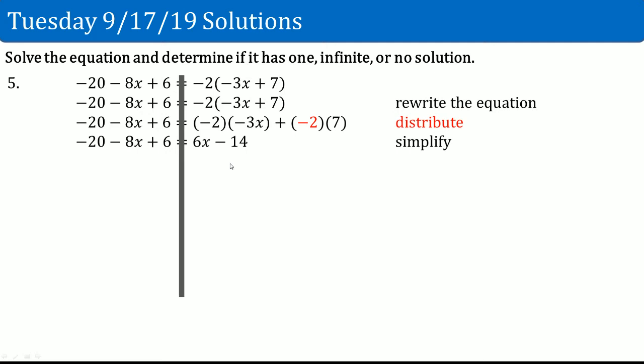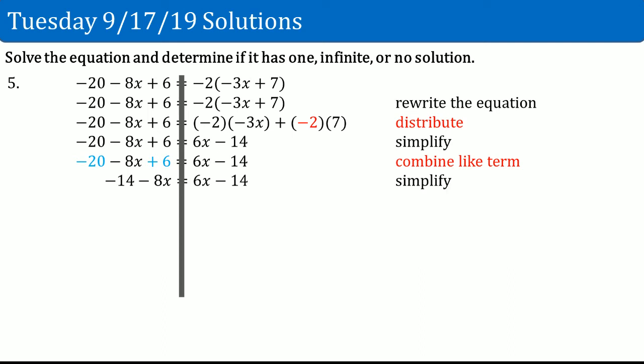Okay, there are some like terms on my left-hand side. Negative 20 plus 6 are like terms. They belong to the no variable family. They're called constants, if you want to know. Negative 20 plus 6 is negative 14. Okay, bring everything else down. Okay, you got to keep track of everything.